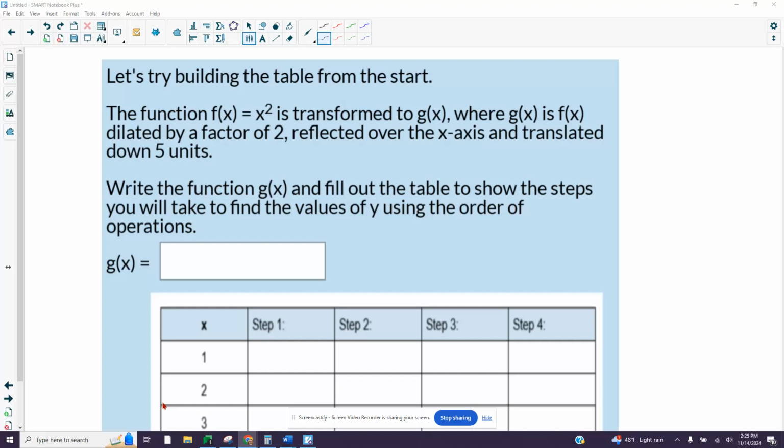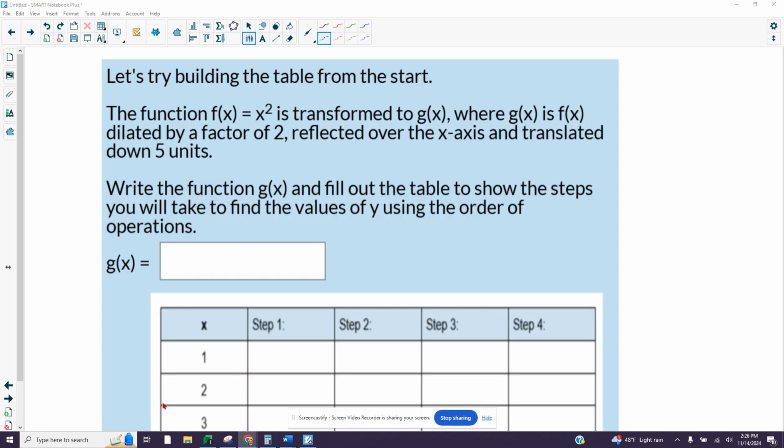Okay, so let's build this table from the start and see how you did. The function f of x equals x squared is transformed to g of x, where g of x is f of x dilated by a factor of 2, reflected over the x-axis, and translated down 5 units. We want to start off by trying to write the function g of x and fill out the table to show the steps you will take to find the values of y using the order of operations.